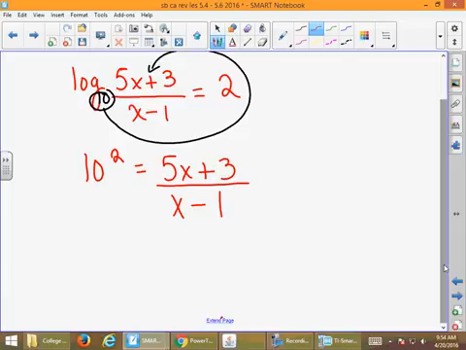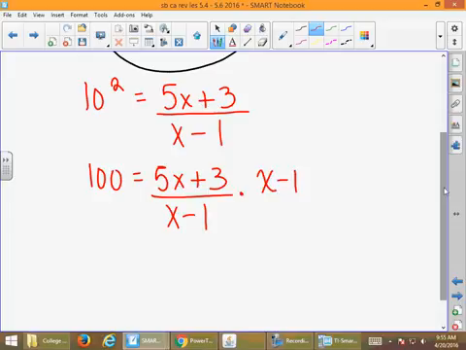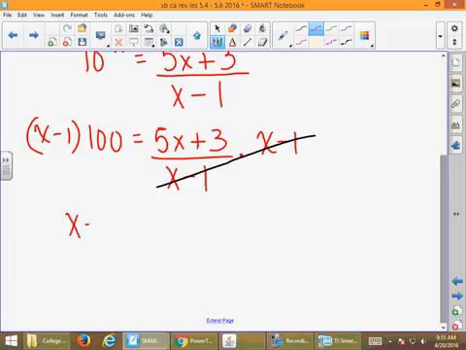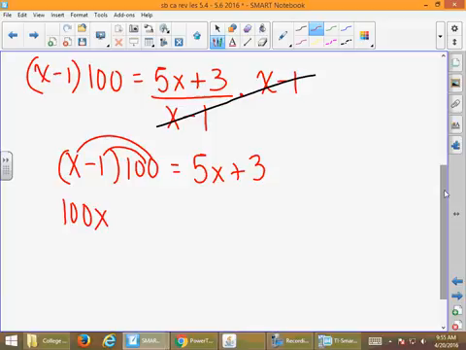Well, 10 squared is 100. 100 equals 5x plus 3 divided by x minus 1. And we're trying to solve for x. So we need to get that x out of the denominator. We're going to multiply by x minus 1 here. And we're going to multiply by x minus 1 here. And our x minus 1s will cancel out. So now we get x minus 1 times 100, and you might have skipped this step. But I'm going to distribute the 100. So 100 times x, 100 times 1, keeping in that minus symbol.